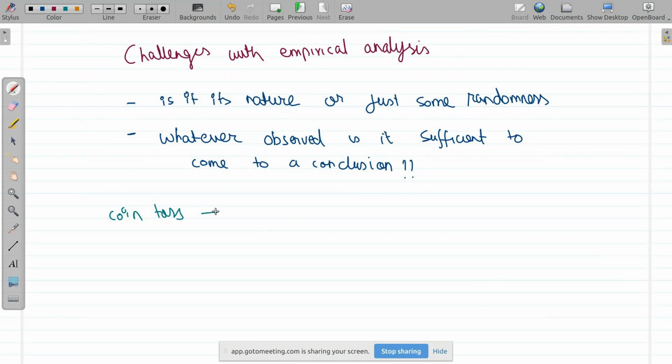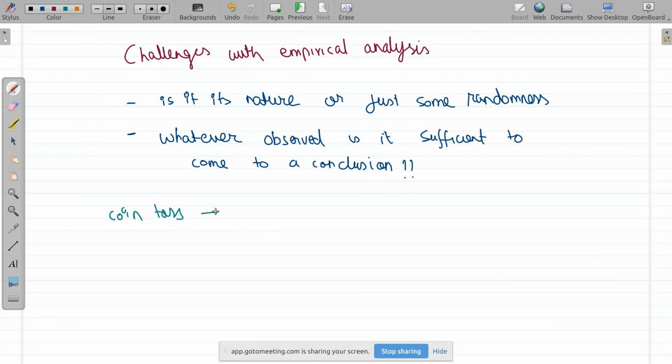Now, the coin has two faces, heads and tails. Both of them have equal weight. The center of gravity is the same. There is no wind impact. Everything is controlled in the environment. Now, what is the nature of the data? Its nature is to land heads and tails equally, an equal number of times.